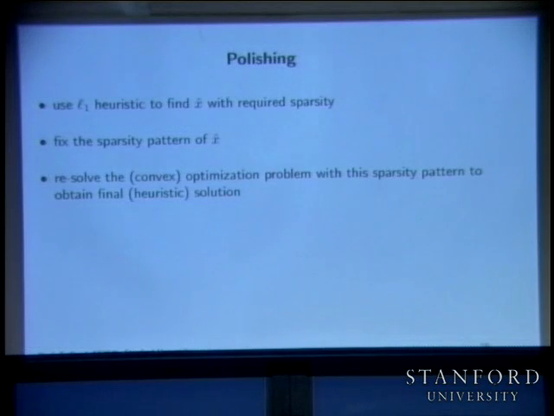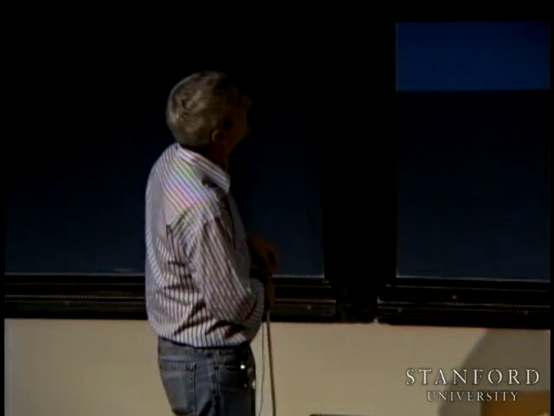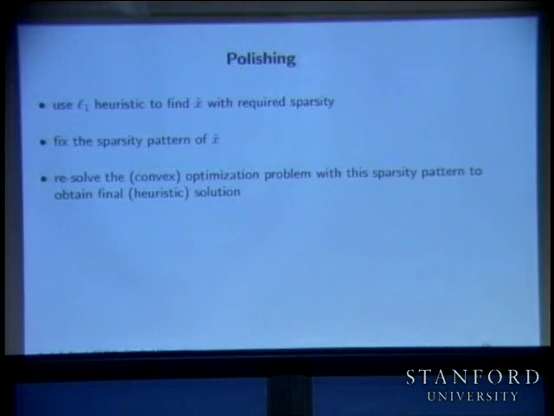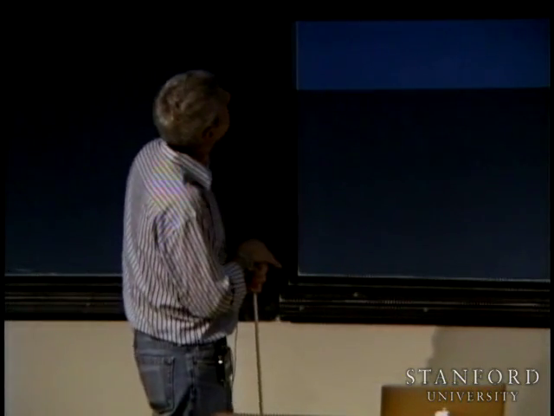So polishing is quite interesting. And let me explain what that is. It's not universally used. Statisticians don't do it for some reason. And they tried to explain it to me and I didn't get it. Apparently it's bad. But anyway, at least in the context of their problems. But for other applications, it's not. It works like this. You use the L1 heuristic to find an x hat with required sparsity. Now, once you've done that, you fix the sparsity pattern, you go back and you solve the problem again. That's how that works. And that's called polishing.